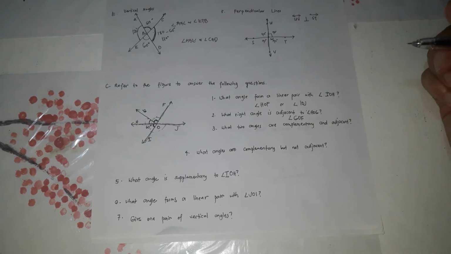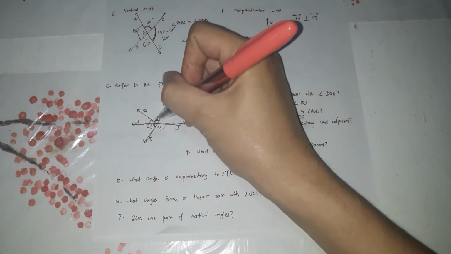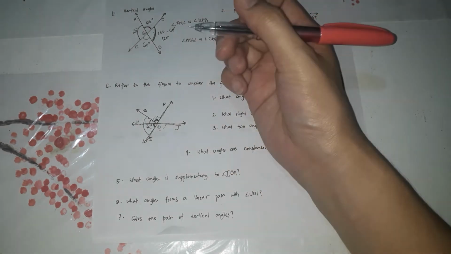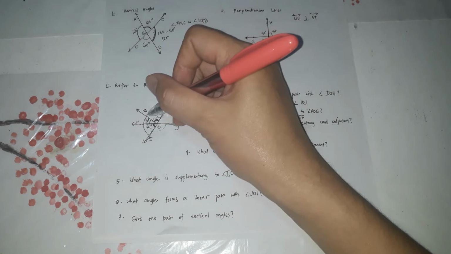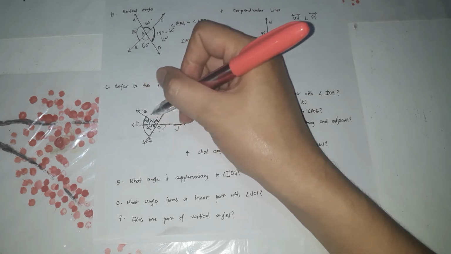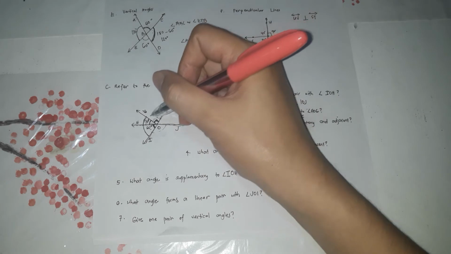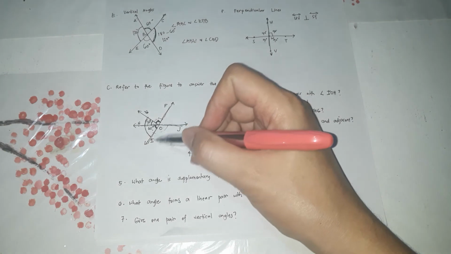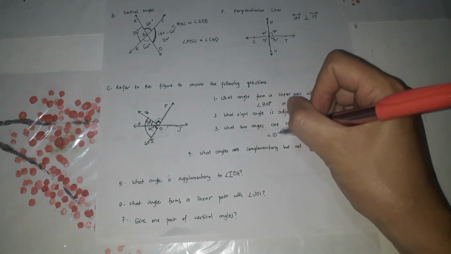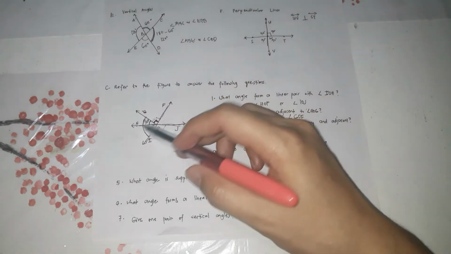What two angles are supplementary and adjacent? Supplementary, ibig sabihin they are forming 90 degrees. At saka adjacent sila, ibig sabihin magkatabi sila. So, as you notice, this is 90 degrees. So, kung 90 degrees ito, ibig sabihin ito siya 90 degrees rin. So, kung 90 degrees ito, this is 60. Ibig sabihin this is 30 degrees. Bakit? Kasi 90 degrees ito. So, ibig sabihin ito 60, ito 30. So, 30 plus 60 is 90 degrees. So, yung complementary is angle IOH and angle HOG.